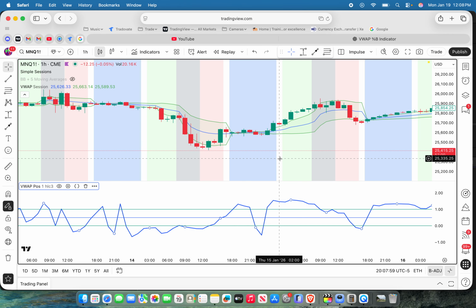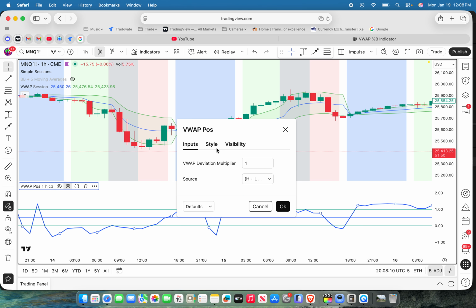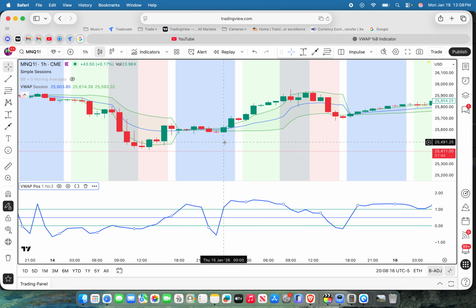And we can go along and see that the thick blue line is representing price. You can change all this stuff in the back end here. In the style tab, you can do whatever you like. But if you like to trade breakouts of VWAP against one of its bands, this indicator might help you.